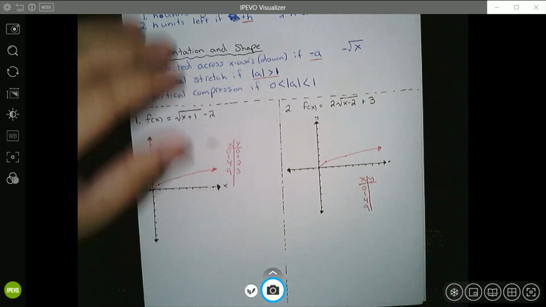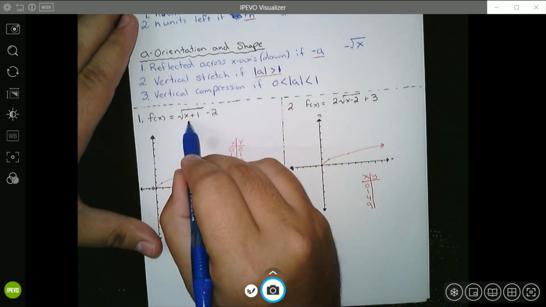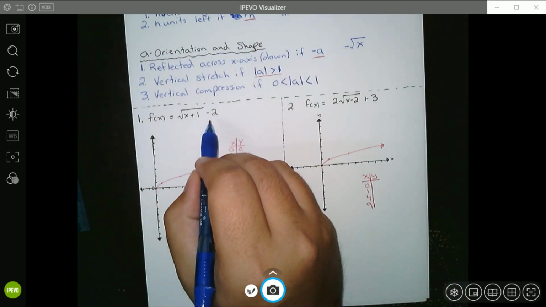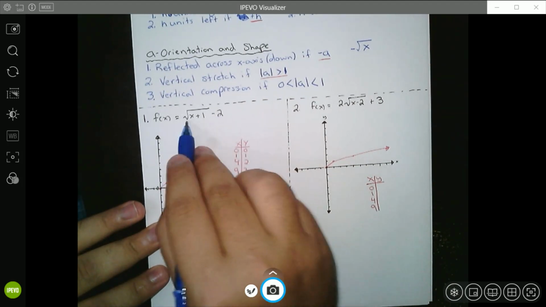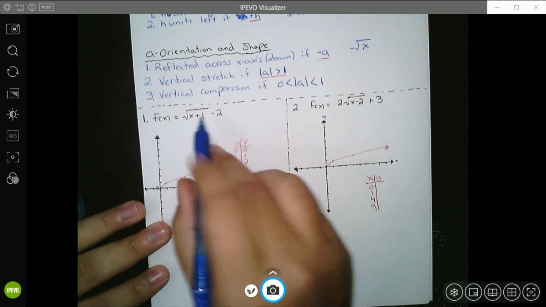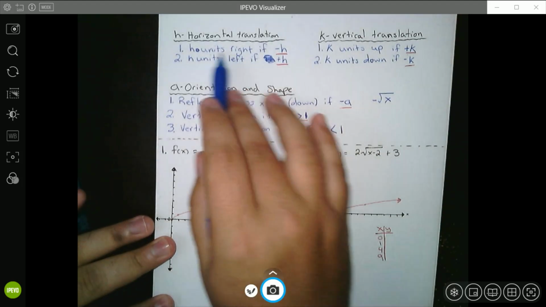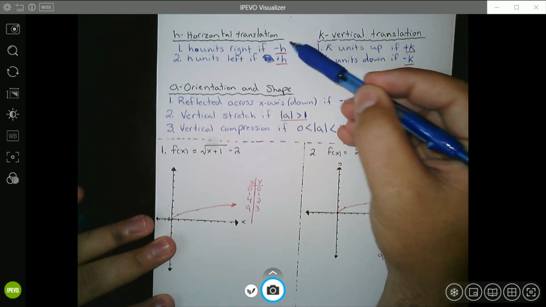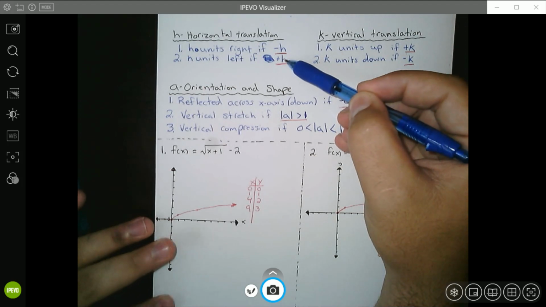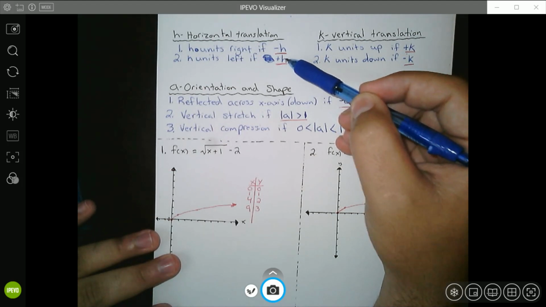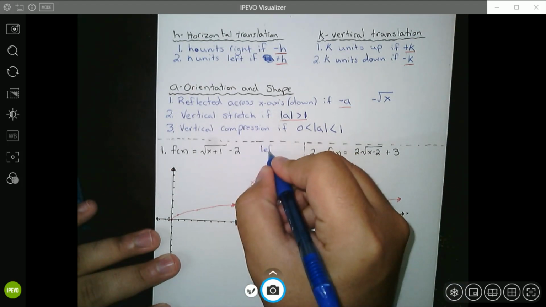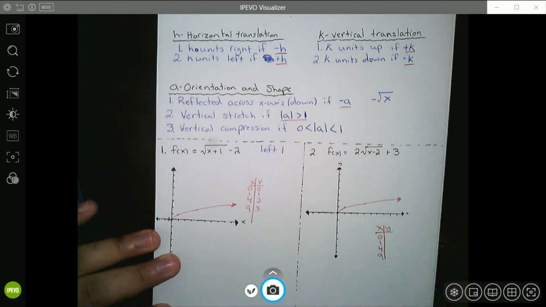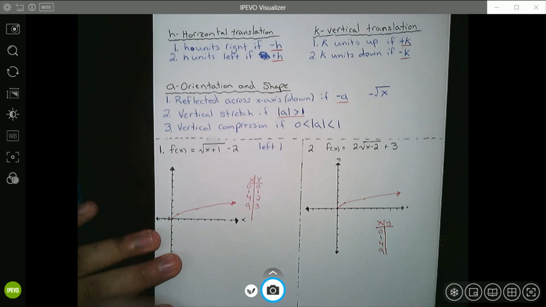So for this function right here, the square root of x plus 1 minus 2, let's describe the transformations of what's happening. Since I'm working inside the parentheses, that is considered to be a horizontal translation, and it shows to be plus h. If it's plus h, that means I'm going left. So we're going to say left 1.